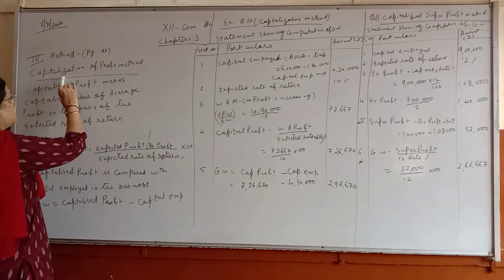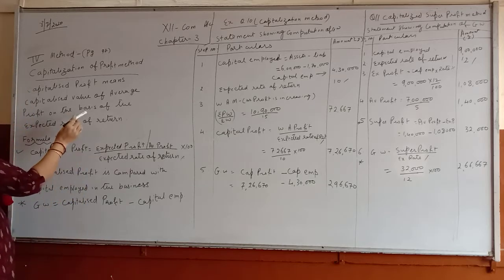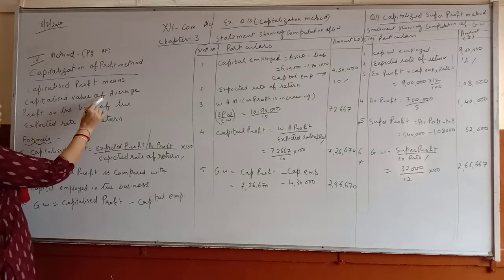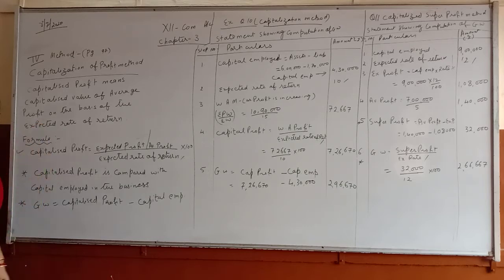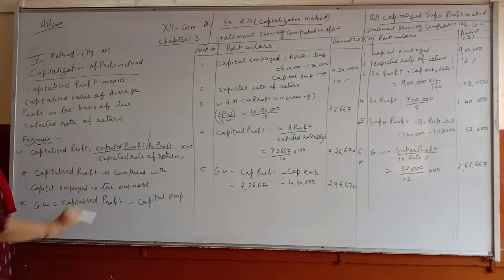Now capitalization of profit method means the capitalized value of average profit on the basis of expected rate of return. It means how much rate of return you want on the profit, on the capital which you employ in that business. So it is the capitalized value of average profit on the basis of expected rate of return.